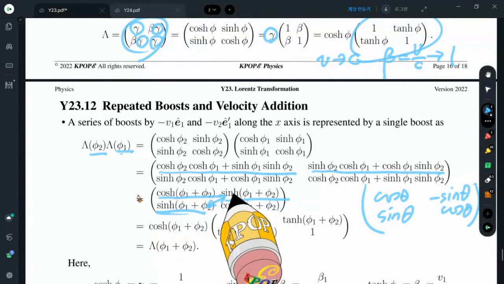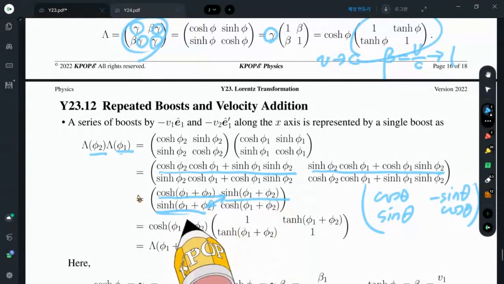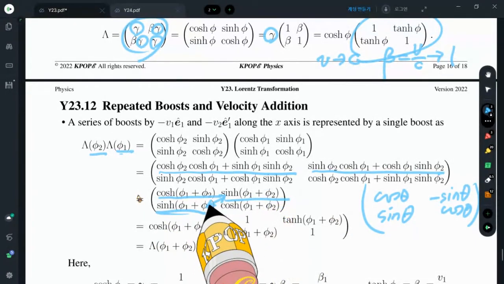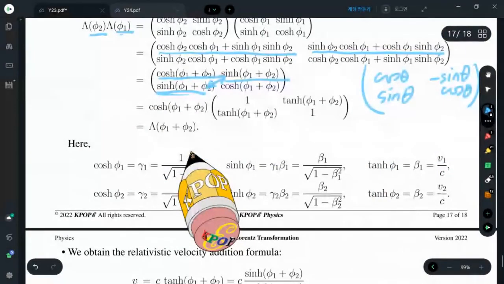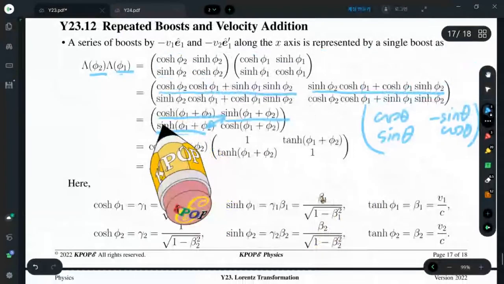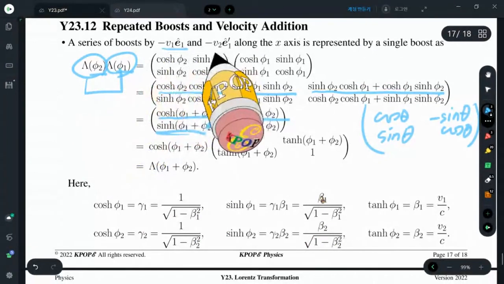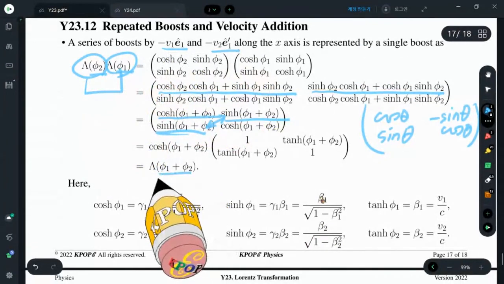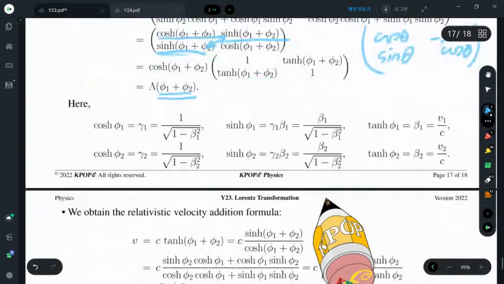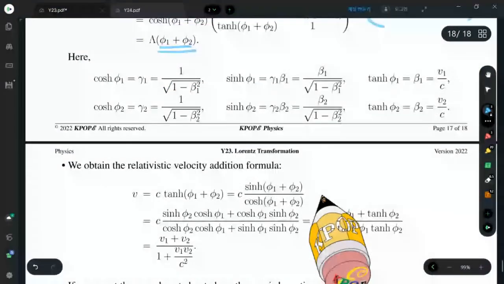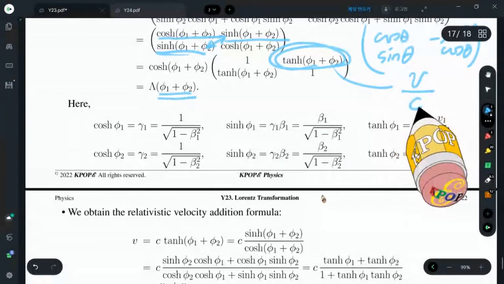However, we have hyperbolic functions. So the determinant is cosine squared minus sine squared, hyperbolic, so its determinant is a positive 1. Using this idea, we can find that the product of two consecutive boosts along the same axis results in a new boost with the parameter being the sum of the two parameters. However, if you add this tangent hyperbolic, this one represents the relative velocity. This is v over c.